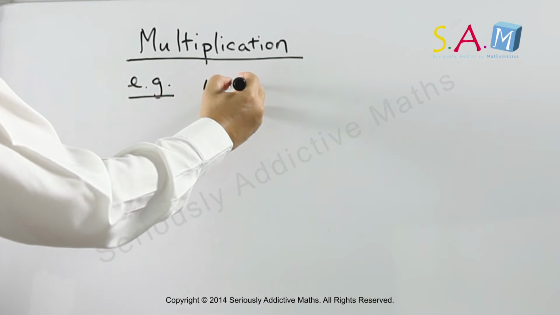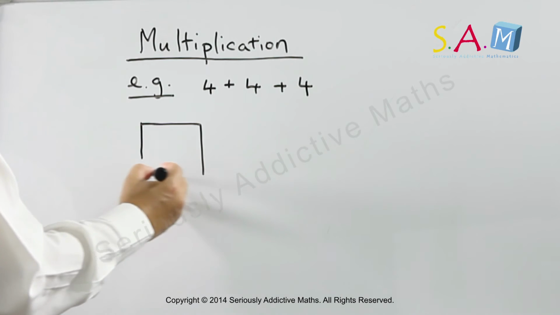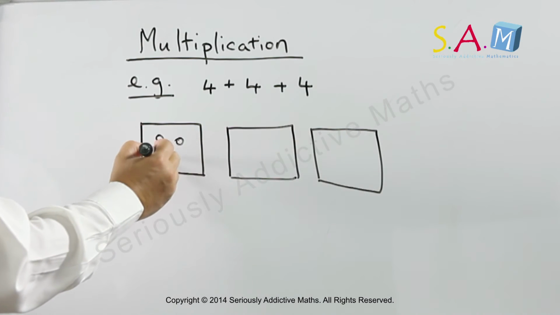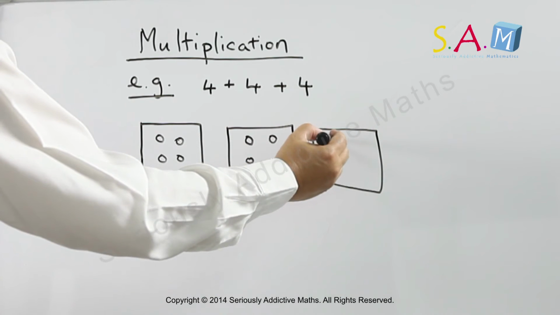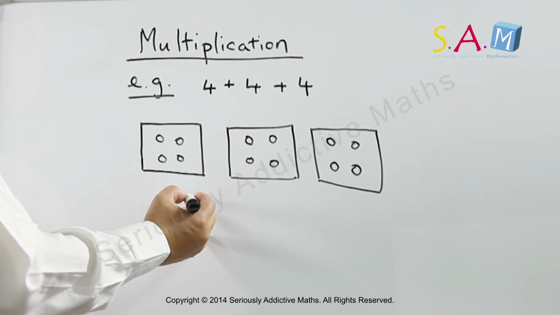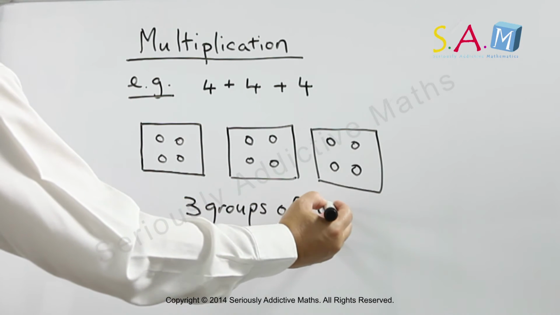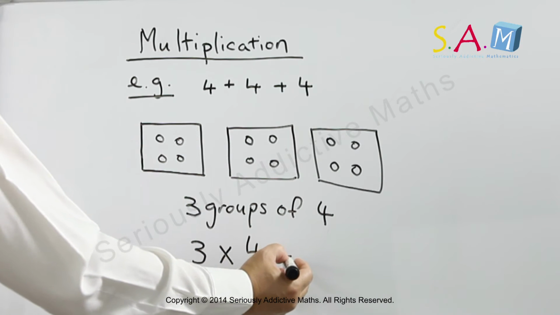For example, 4 plus 4 plus 4 is the same as saying 3 groups of 4. 1, 2, 3, 4, 1 group. So this would be 3 groups of 4. It is also 3 times 4, which is 12.